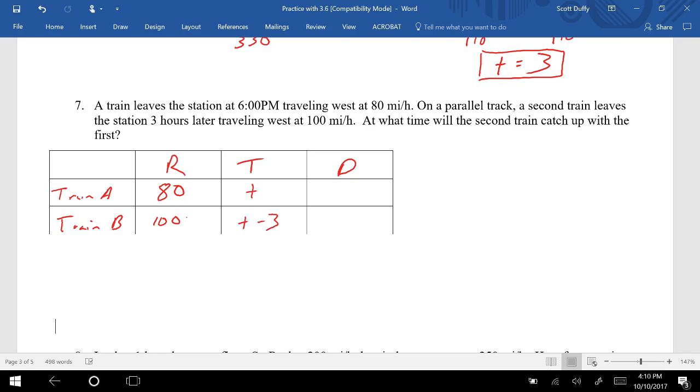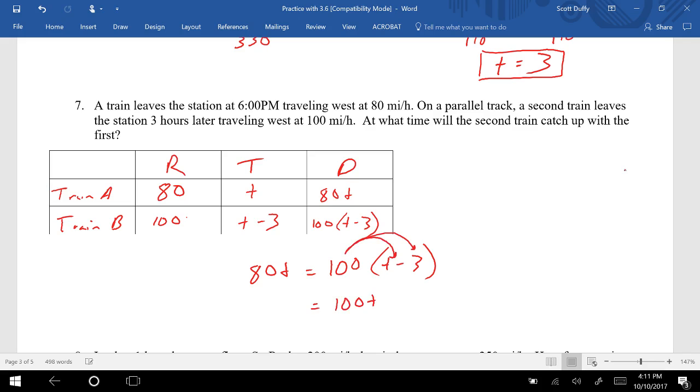Distance is rate times time, so 80t. Rate times time, 100 times t minus 3. We want to know when will these distances be equal, when will train B catch up to train A. So we take 80t and we say it's equal to 100 times t minus 3. Distribute the 100, you get 100t. Distribute the 100 to the negative 3, you get negative 300. And that equals 80t.